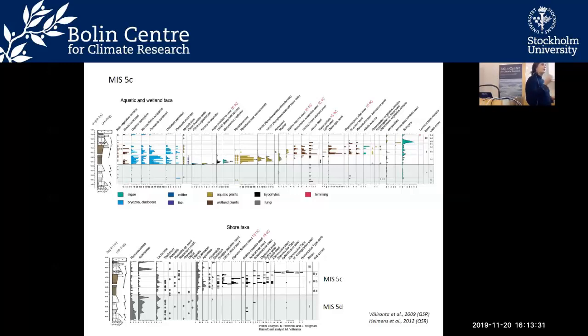plants that have a very strong relation to mean July temperature. They need a certain mean July minimum in order to flower and reproduce. So here are indicated a few of those values needed by these plants in order to be there at Sockley. And this together again indicates that during 5C, we also had July temperatures that exceeded present day values by about 2 to 3 degrees Celsius.